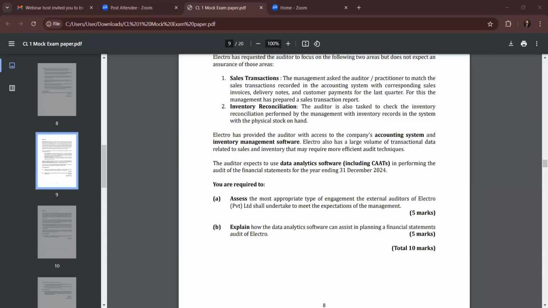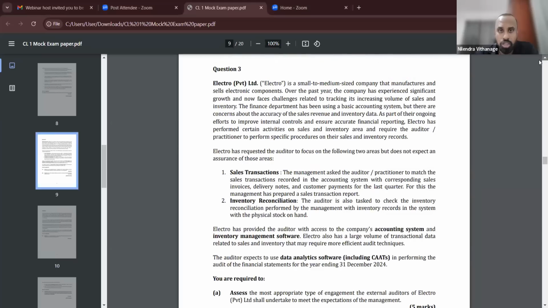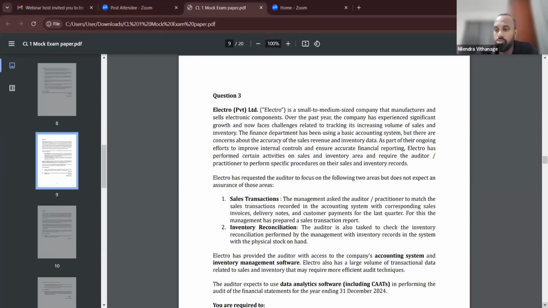See. B, explain how the data analytics software can assist in planning a financial statement audit of Electro. How audit data analytics, ADA, can be used for auditing this particular scenario. We all know audit data analytics: students, if you use it, you can test 100% of the transactions. So how are you going to use audit data analytics in the given scenario? What sort of engagement do you have to do?